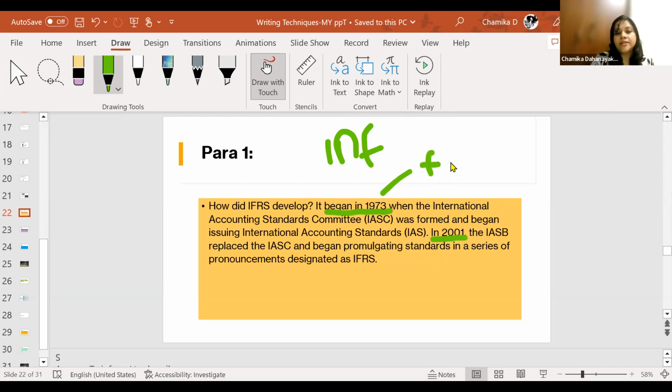So if you are writing an informative piece, you are mainly giving facts to your audience. Therefore, paragraph one is a factual paragraph or an informative paragraph. The purpose is to inform. But who is the audience now?